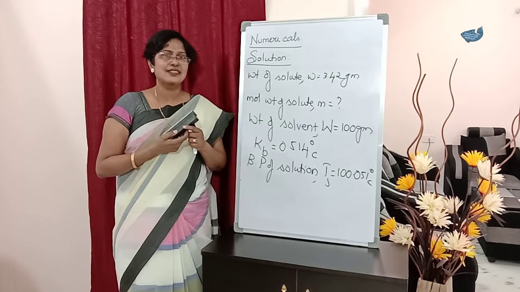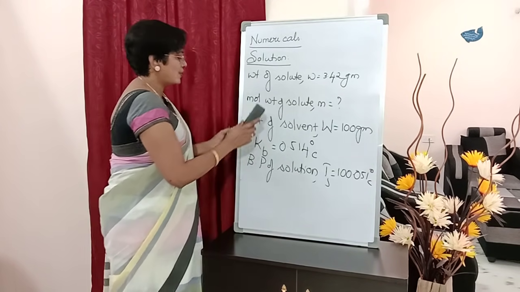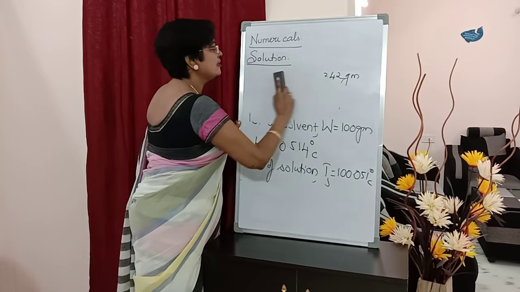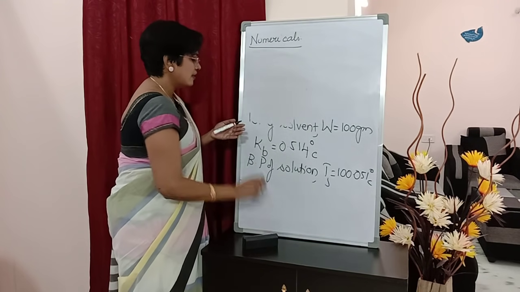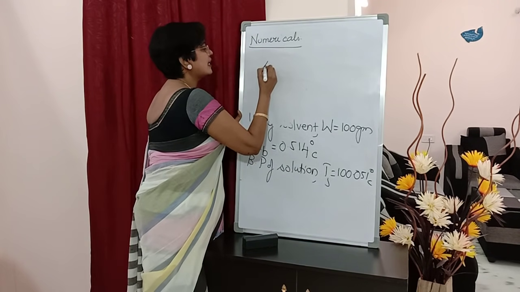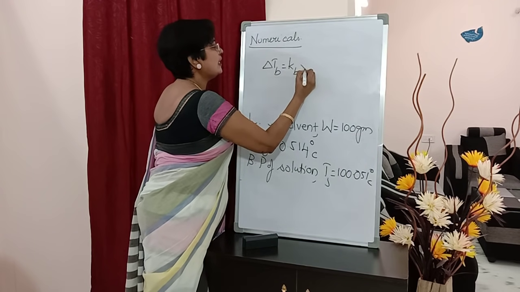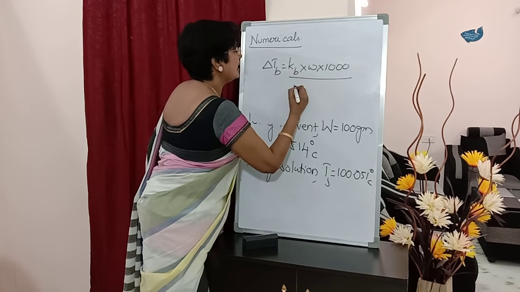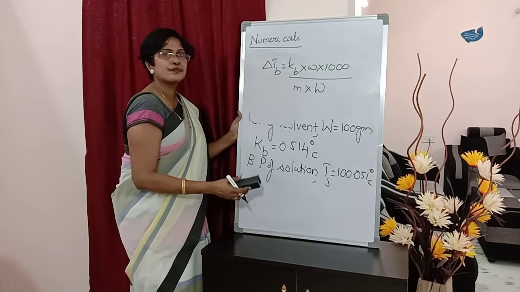Written, students? Shall we proceed? So how do we calculate molecular weight? I will show you. Just now we have derived the expression for molecular weight. Write down, students: delta Tb is equal to Kb into small w into 1000 by small m into capital W.